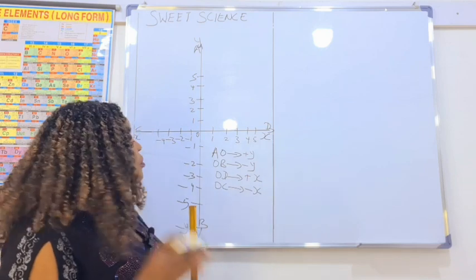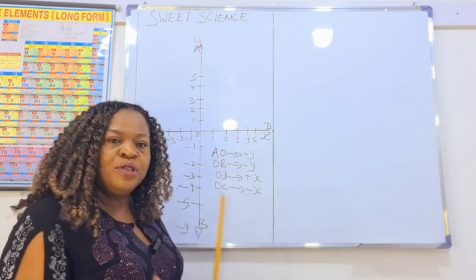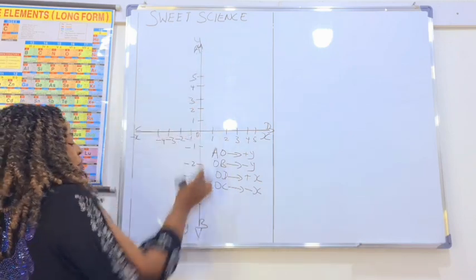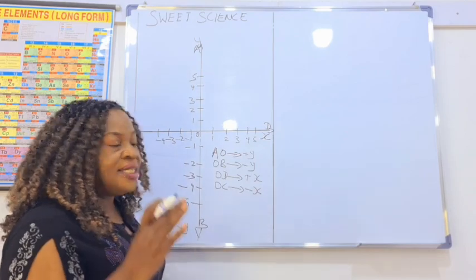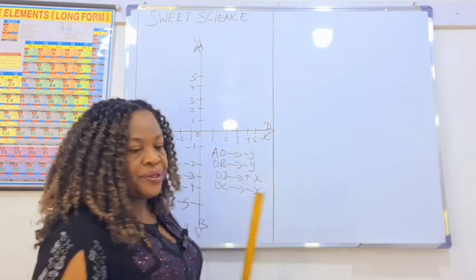Many students always make that mistake. They keep asking which one is vertical, which one is horizontal. The line AOB is your vertical line, while COD is the horizontal line.